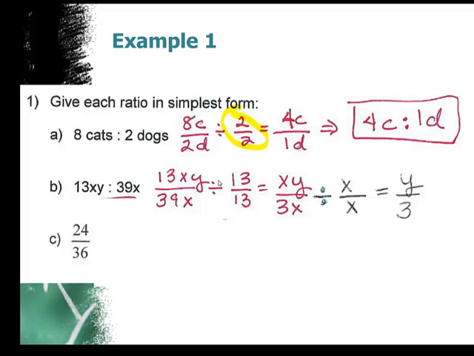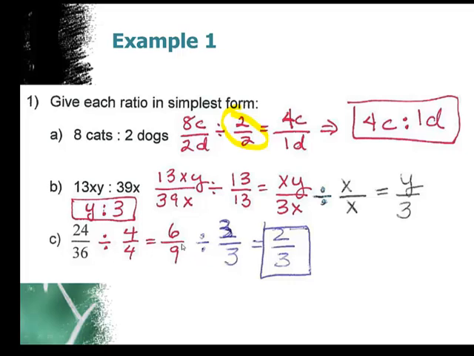So both of those are divisible by 13. So I divide the top and bottom by 13, and I end up with xy over 3x. Now I notice that both the top and the bottom have an x in common, so I divide both the top and bottom by x over x. X divided by x, any number divided by itself, is 1. So it doesn't matter what x is, it will simplify to 1. So my final answer is y divided by 3. Now notice that I am listing this sort of in fraction notation, but the answer asks for it in colon notation. And I'd like to say notation, it's not technically a fraction.